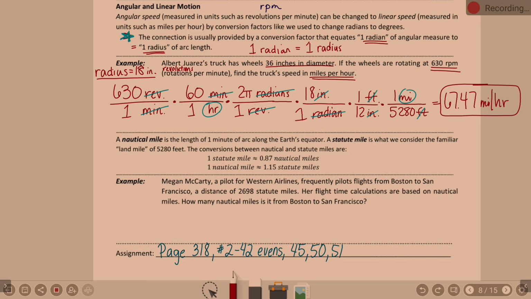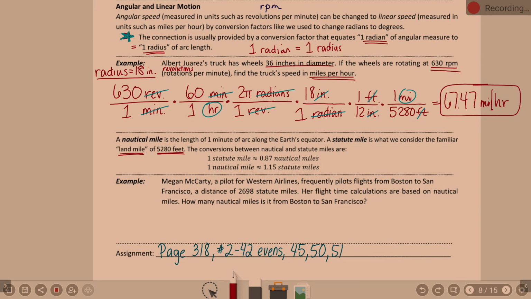Okay, real quick. I know I'm almost out of time, but good news. This is much easier. The other relationship we're being told is nautical miles: the length of 1 minute of arc along the Earth's equator. A statute mile is what we know as our familiar land mile. It was right here in front of you the whole time. So, the conversions are provided here. 1 statute mile is approximately 0.87 nautical miles, or 1 nautical mile is approximately 1.15 statute miles. Either will work.